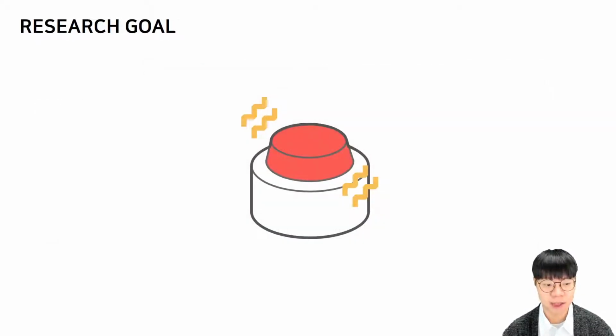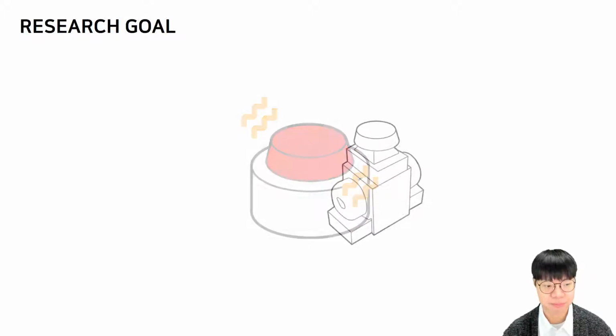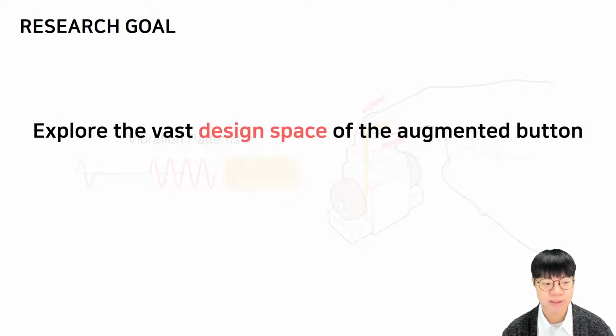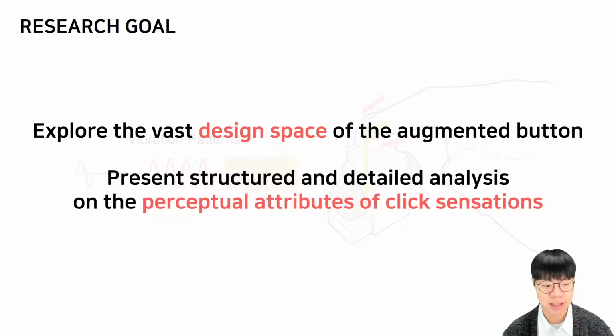To improve on this drawback, we introduce a haptic augmentation technique for modulating the feel of a real physical button by providing additional vibrotactile feedback. When the user presses the physical button, an actuator generates a vibration signal and it is added to the original force response of the button and presented to the user. So, in this research, we explore the vast design space of augmented buttons and present a structured and detailed analysis on the perceptual attributes of click sensation.